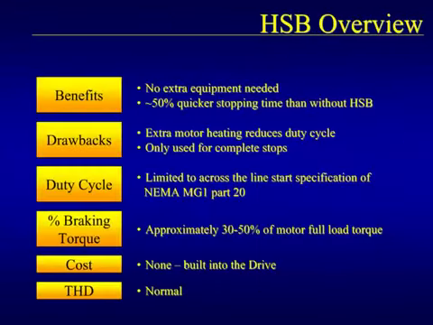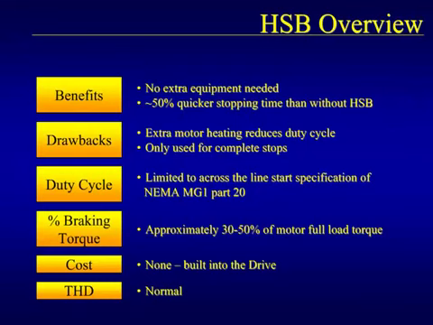High-slip braking is an excellent selection for large inertial loads. No extra equipment is needed, and it can provide stopping times that are approximately 50% faster than without high-slip braking. Case studies have even shown that stopping times can be faster than 50%, which is a result of the fact that there is an increased amount of braking torque. The major drawback to high-slip braking is the increased motor heating resulting from the majority of the energy being transferred into motor heat.